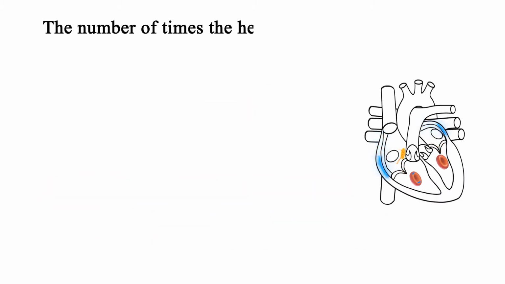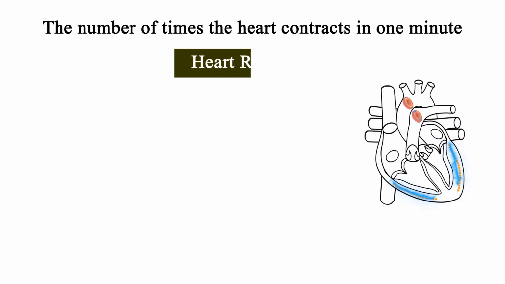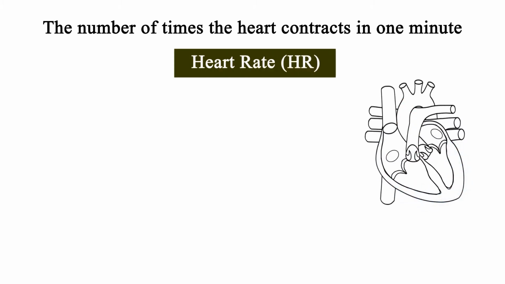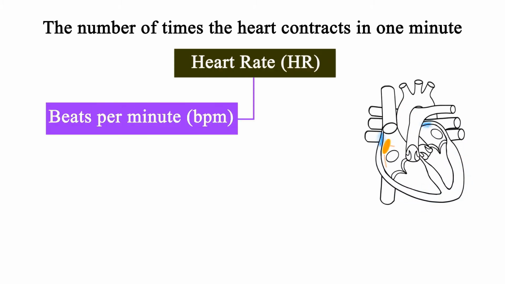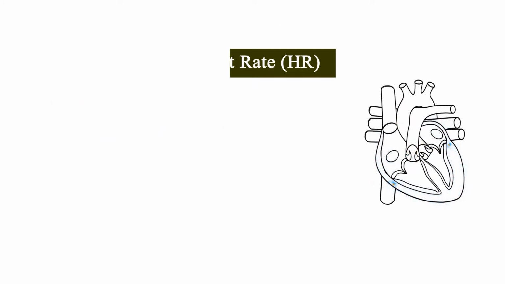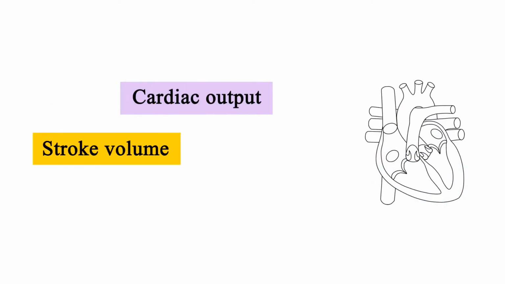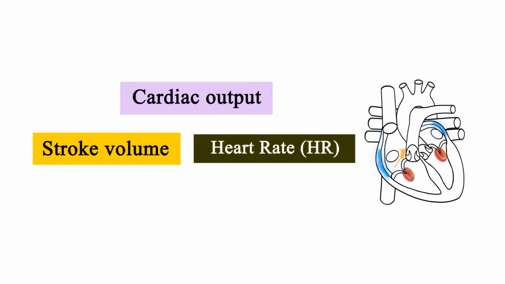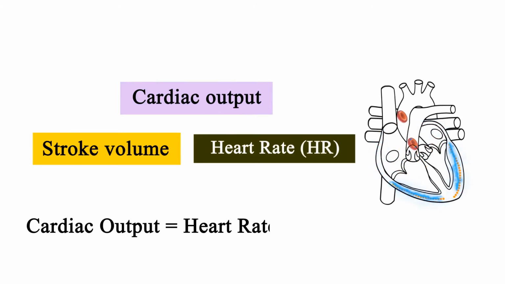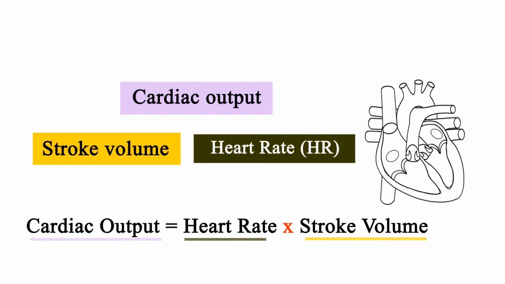The number of times the heart contracts in 1 minute is known as heart rate, HR, and is measured in units of beats per minute, BPM. Therefore, cardiac output can be calculated by multiplying stroke volume by heart rate and is represented by the formula: Cardiac output equals heart rate times stroke volume.